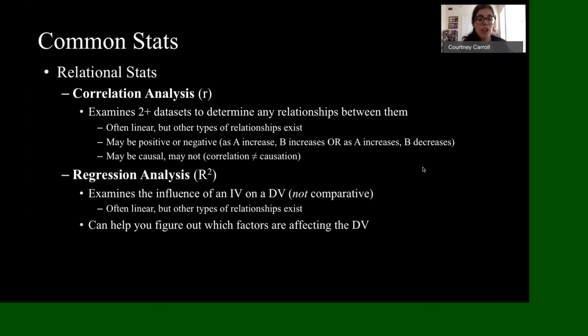You can also do a regression analysis, which gives an R-squared, and this examines the influence of an independent variable on a dependent variable. And often, again, it's linear, but there are other relationships, and it can help you figure out what factors are affecting your dependent variable.